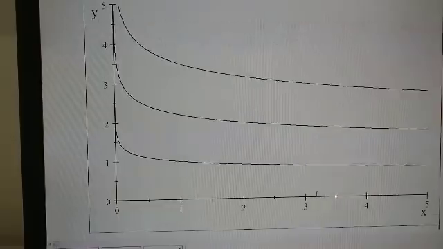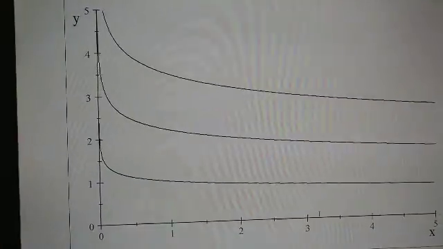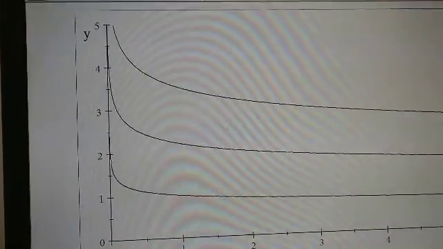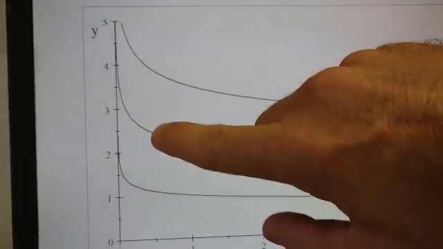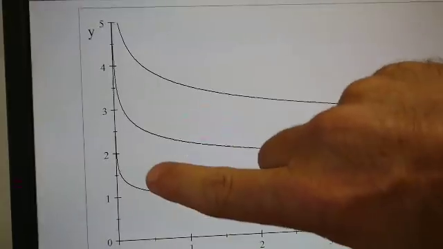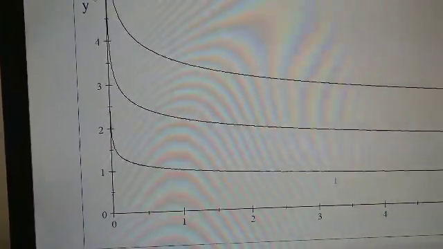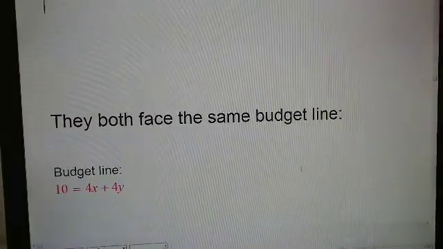How do his or her indifference curves look? You see they're all nicely shaped like in our pictures, but they seem to be skewed towards the y-axis. This is no surprise because this person puts more weight on consuming Y than on consuming X.